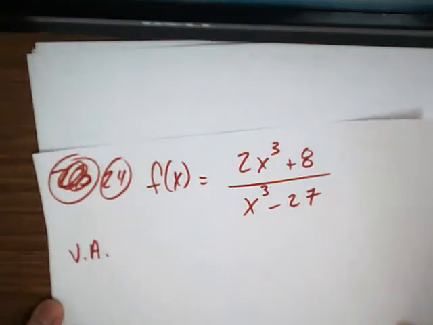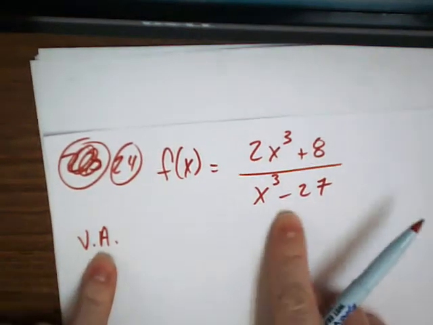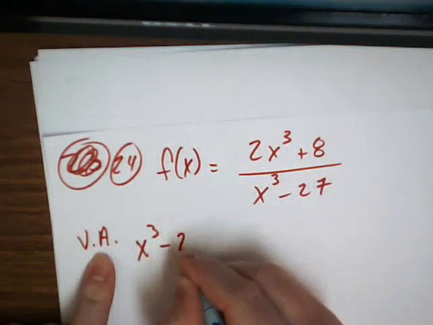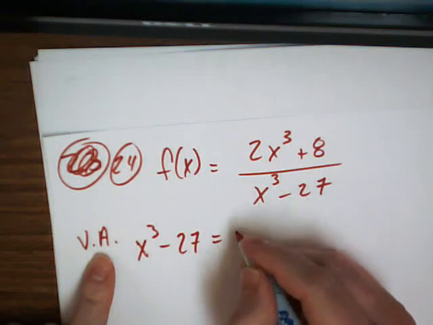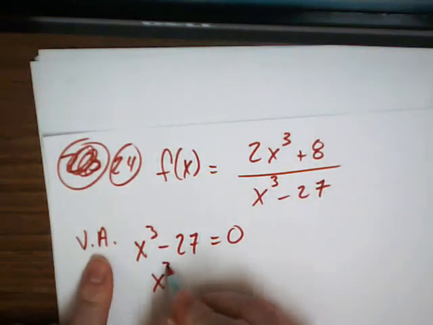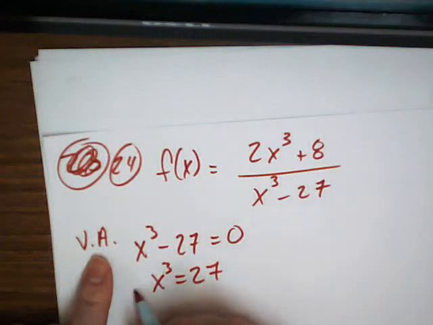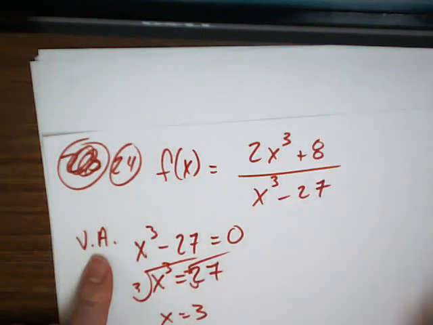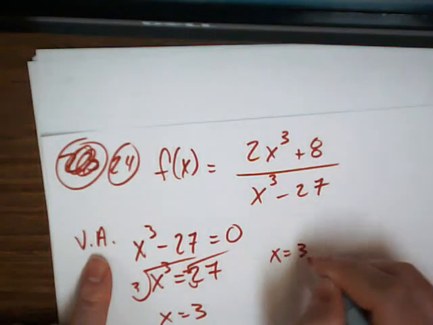So 24, we'll go ahead and do it, so it's the same idea. The vertical asymptotes where this is equal to 0 on the bottom. Now it's not plus or minus on this one because of the cube root. So you just take the cube root of both sides. You just get 3. So x equals 3 is the only thing you got.